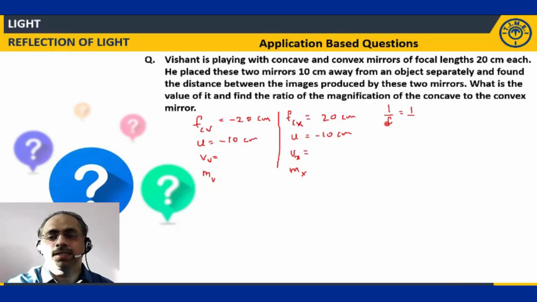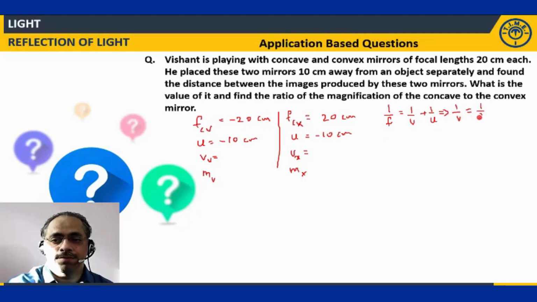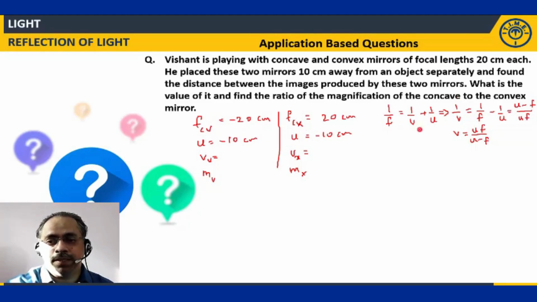Going by the mirror formula, 1 by f is equal to 1 by V plus 1 by U. From this I will be able to get 1 by V as 1 by f minus 1 by U, so it's equal to (U minus f) by UF. So V is equal to UF divided by U minus F. I am showing the derivation so that you will be able to do this part on your own. If you remember this formula, you can straight away write it, no issues in it.